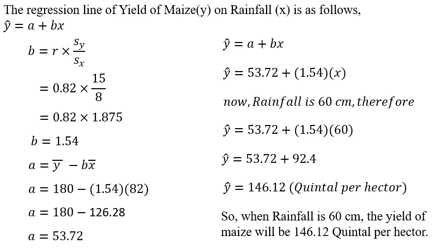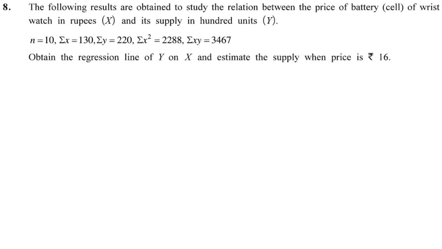Now I am going to move forward towards the next sum. Question number 8, it is obtained from the price of a battery of wristwatch in rupees and its supply in 100 units. So it's basically regression line of supply on price. We directly have the values: n is 10, summation x 130, summation y 220, summation x square 2288, summation xy 3467. This is a full-fledged xy method. The only difference is we don't have to prepare the table, the values are directly available. So it's an easy sum. We have to obtain the regression line of y on x, and once we obtain this regression line, we have to estimate the supply when price is rupees 60.